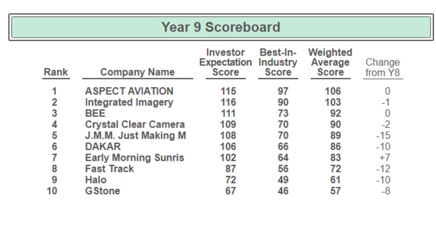Now, J and M, they lost 15. If you recall, last week I was bragging on them, and all of a sudden they took a pretty big hit. Team D, they only dropped 10, so it's not too bad because they've been doing well throughout the semester. Team E, they gained 7. While every other team either stayed the same or dropped, Team E made the most of it and gained 7 points. Team F dropped 12, Team H dropped 10, and Team G dropped 8.